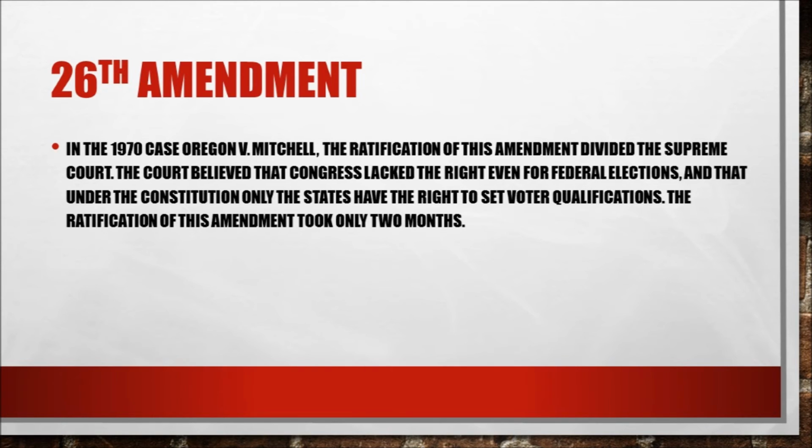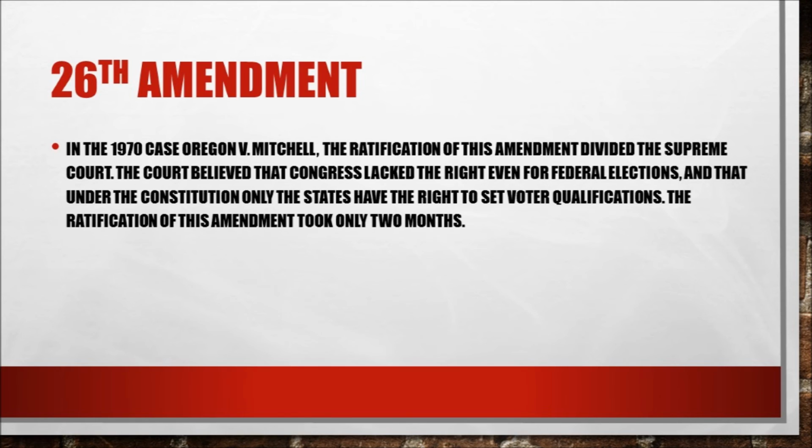In the 1970 case Oregon versus Mitchell, the ratification of the amendment divided the Supreme Court. The court believed that Congress lacked the right to lower the voting age even for federal elections, and that under the Constitution only the states have the right to set voter qualifications.